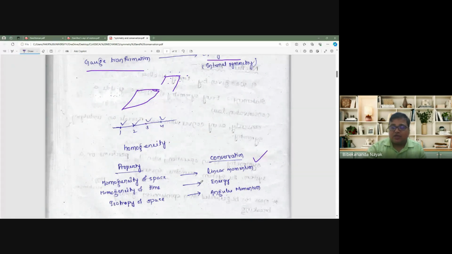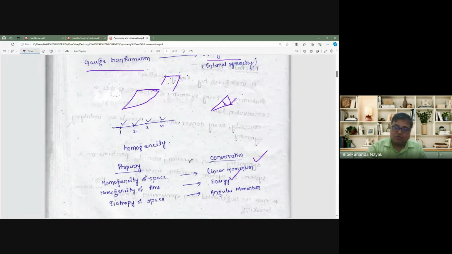Homogeneity in time gives you conservation of energy. In place of space coordinate, if it is time, then it will be homogeneous. And that means isotropy of space. Isotropy is associated with rotation: all points look the same, every point looks the same in all directions. If you rotate it, that point looks the same. That's called isotropy. So if there is isotropy, then angular momentum is a conserved quantity.